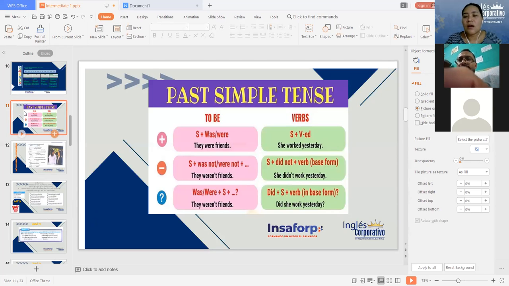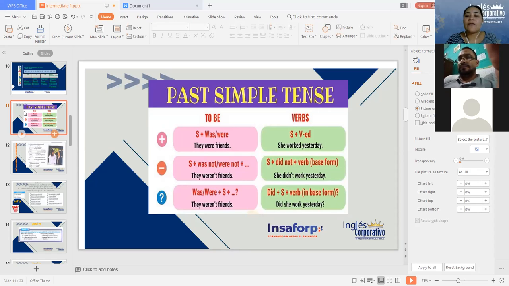It's basically this, right, in the simple past tense, in the verb to be and as well with the action verbs. The positive or affirmative sentence is going to be the subject plus was or were, plus the complement. And for the action verbs, we are going to have the subject plus the verb with the ed, plus the complement, right? So here is what we have.